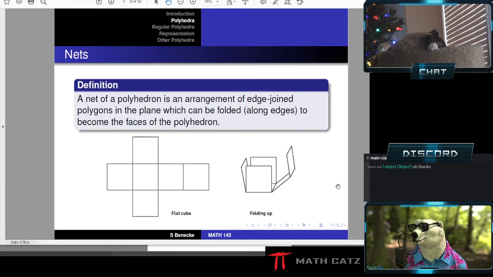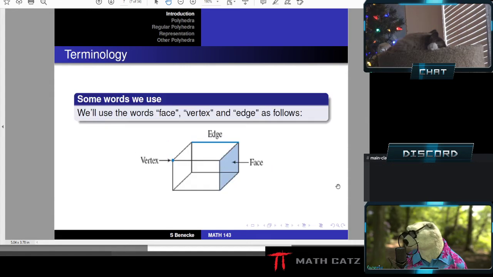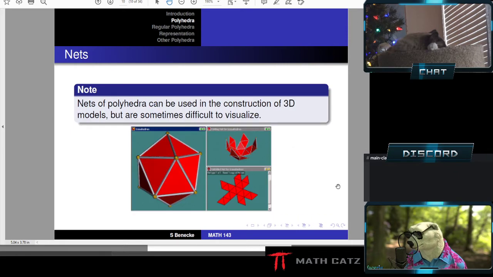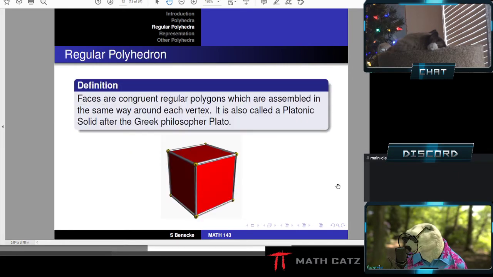Okay, so the concept of a net. Now, oh, I'm going backwards. That's why I'm so confused. Why am I seeing screen pages that I've seen already? There we go.